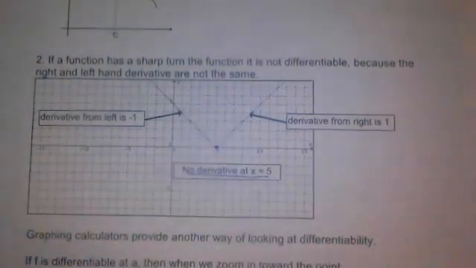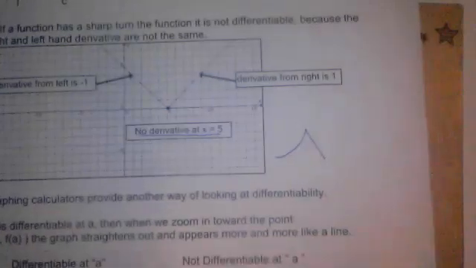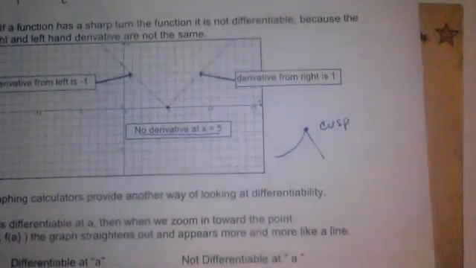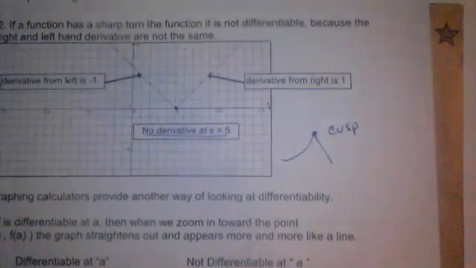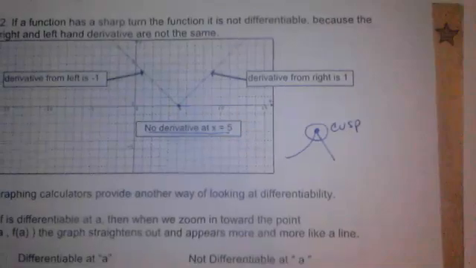Sometimes two curves can come together. For example, like a curve and a line for a piecewise function. Still the same thing. This is called a cusp whenever they come together like that. Anytime there's a sharp turn like that, you're not going to be able to take the derivative there.